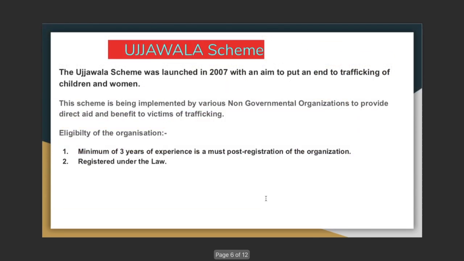Now, the next scheme is the Ujjwala scheme. You may get confused in the examination between the Ujjwala scheme and Pradhan Mantri Ujjwala Yojana.